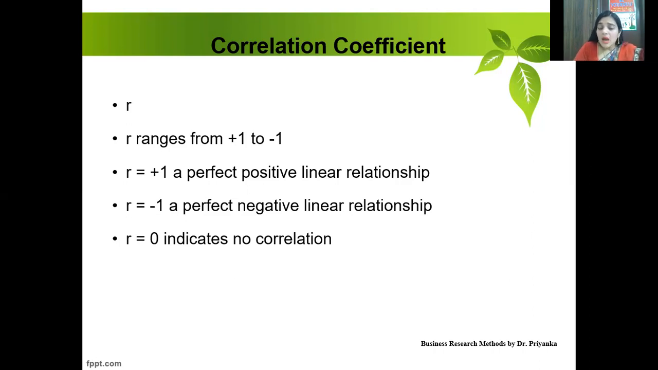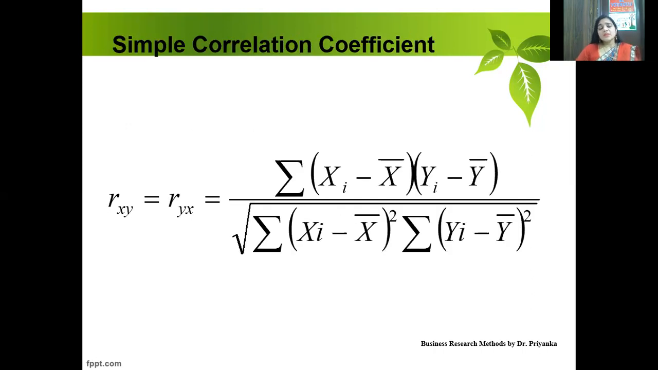So this is how we generally go about correlation. This is all about r, and how we would take the value of r to explain the results. Now let us see the formula for r. This is the basic formula to calculate the simple correlation coefficient, which is rxy or ryx. You can have a look at the formula over here: summation of xi minus x bar into yi minus y bar, divided by the square root of summation of xi minus x bar whole square and summation of yi minus y bar whole square.